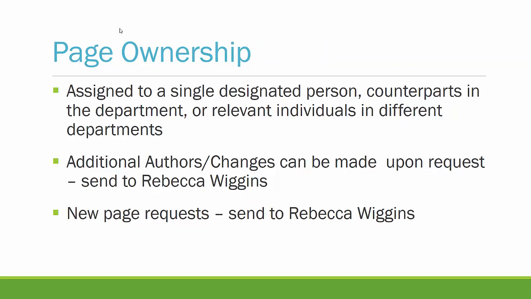Each page in the catalog is assigned to a single designated person, departmental counterparts at the different campuses, or to relevant individuals in different departments. If you think that a page that is assigned to you needs additional authors or that the authorship should change, you can make that request by filling out the author change form and sending it to Rebecca Wiggins. The change form is located in the back pocket of the purple folder you received, and it was also attached to the email that included the link to this training.